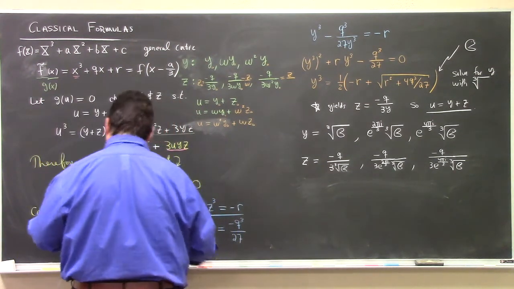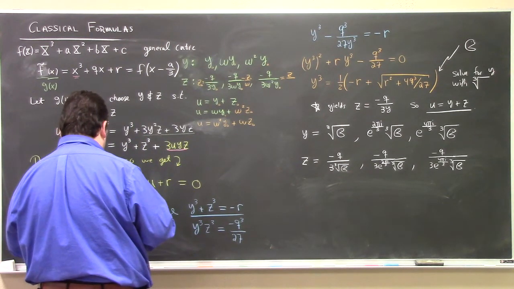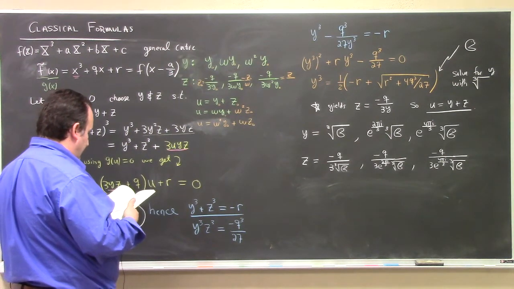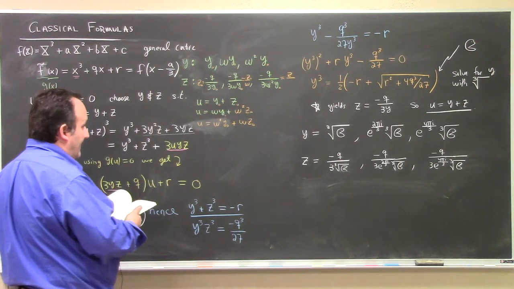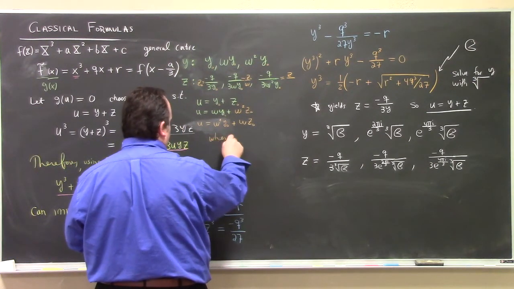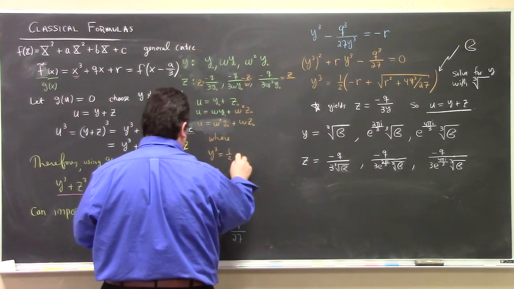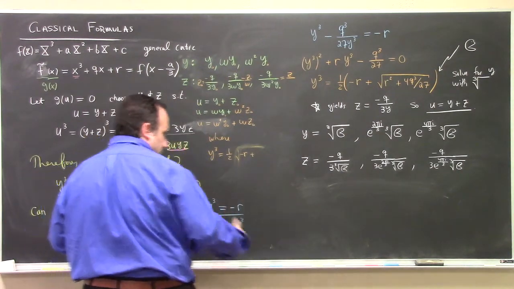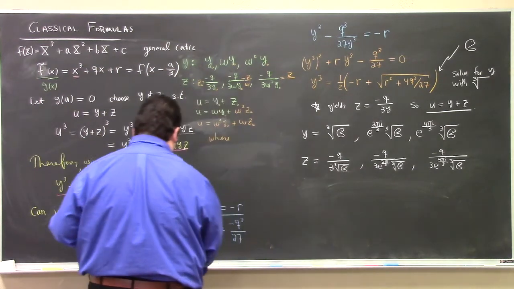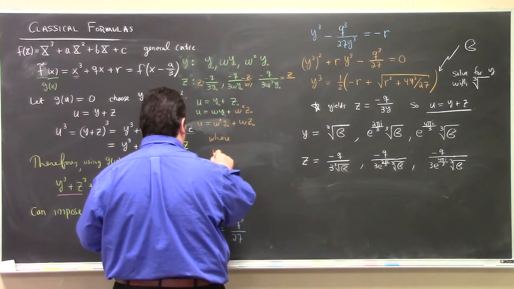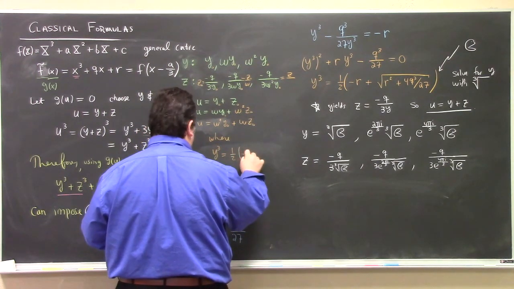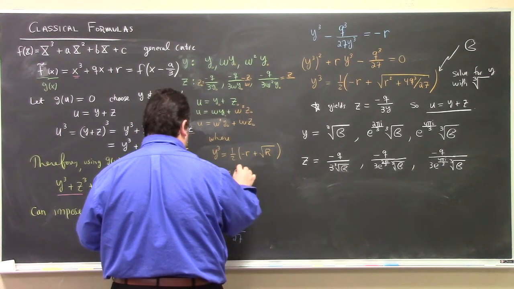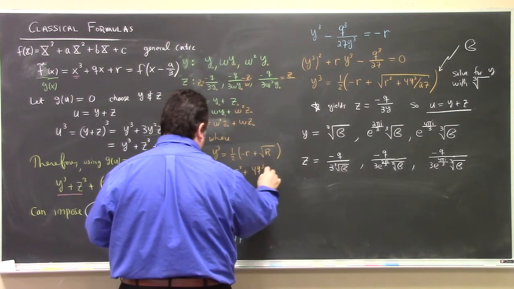So these are the three solutions to the cubic that you're looking for, where y cubed is 1/2 of minus r plus the square root of big R, where big R is r squared plus 4q cubed divided by 27.